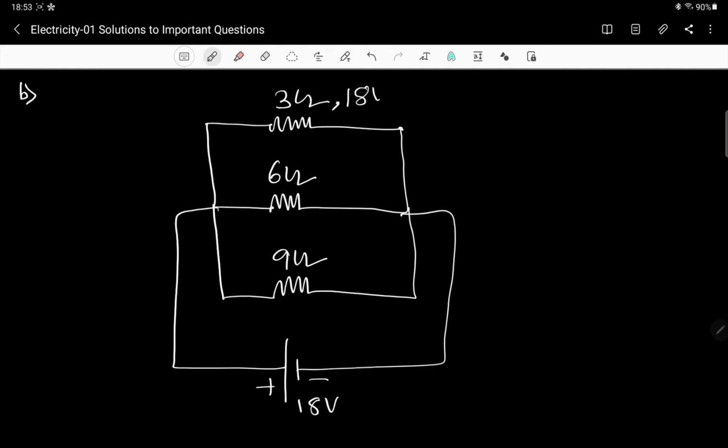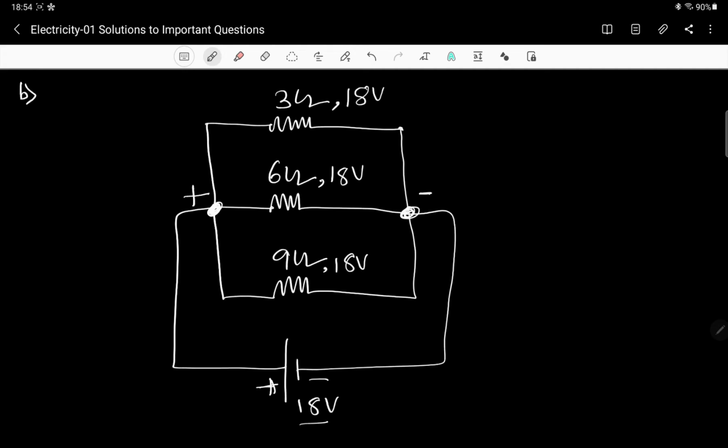So 18 volt means here also I will get 18 volt, here also 18 volt, here also 18 volt. Why? Because this is a parallel combination, right? In the parallel combination, look at this point. This point is connected to the same positive terminal of this 18 volt battery, and this point is also connected to the same negative terminal of this battery. So all resistors are going to get 18 volt only.